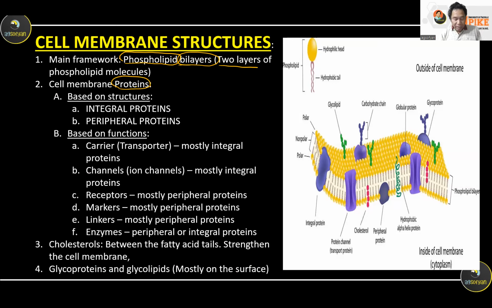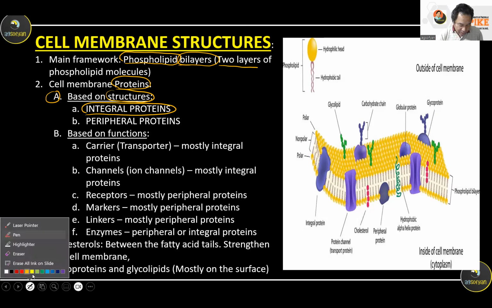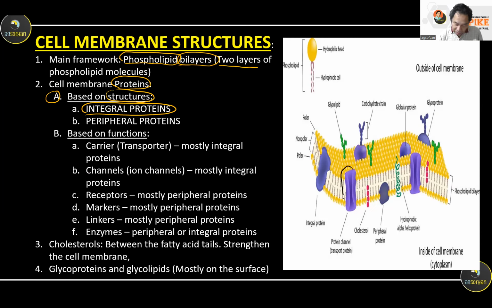Okay, and there are two types of proteins. First, based on structure, how it looks like, where it is located. There are two types of proteins on the cell membrane. The first one is called the integral protein, which is the protein that's crossing the cell membranes. Like this one over here. So this is an example of integral proteins.